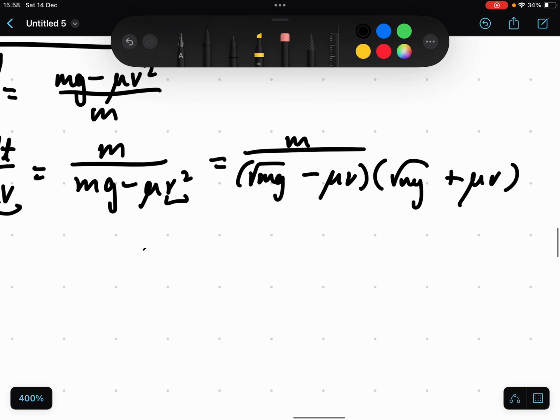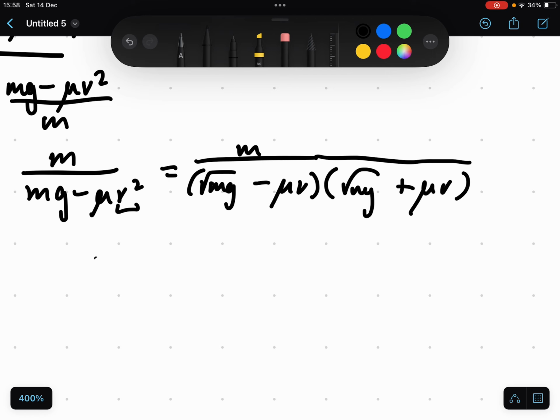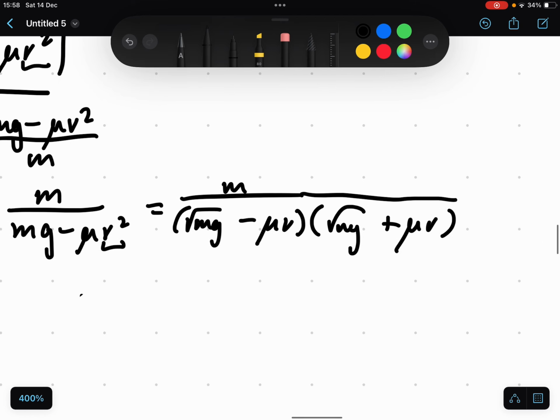Now, if you're wondering why mu and not square root of mu, one, it just looks nicer, and two, mu is just some arbitrary constant. All mu is, is greater than 0, which means that we're fine in saying just mu. Mu is just some random constant, I don't care what mu is.